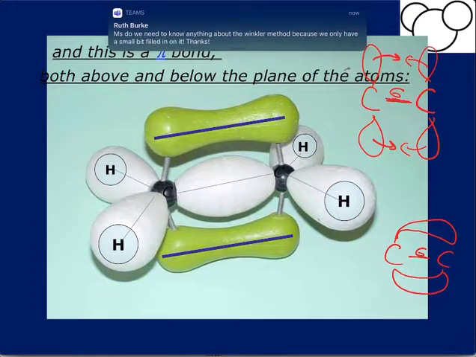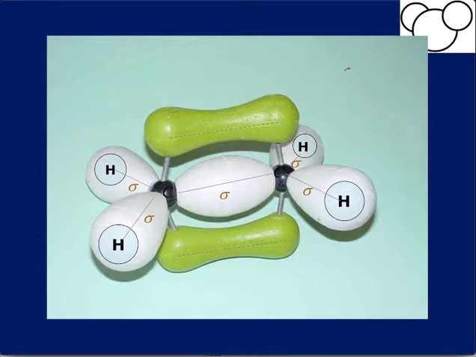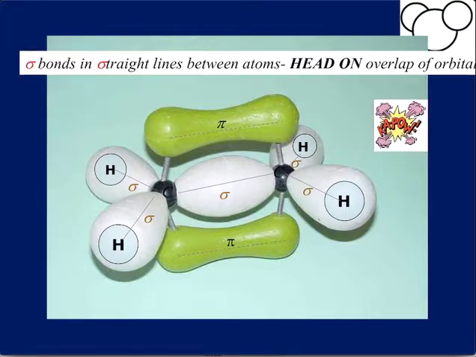So these white down here are our sigma. If you go over to the top of page 146, our white and our green here are our pi bonds. Now you won't ever have to draw the diagram, but what you will have to do is be able to describe what sigma bonds are.